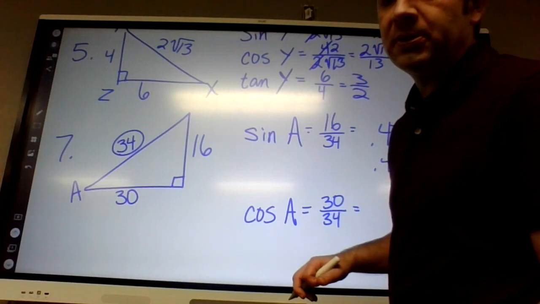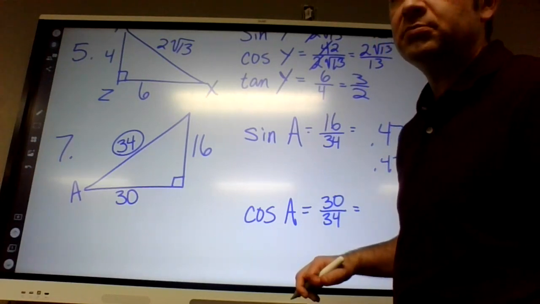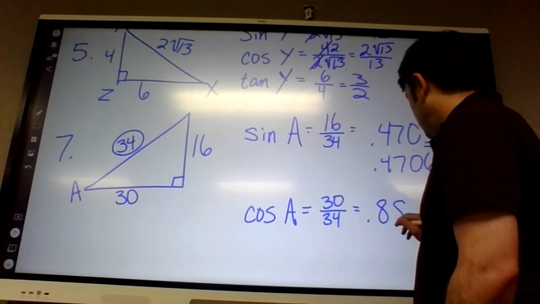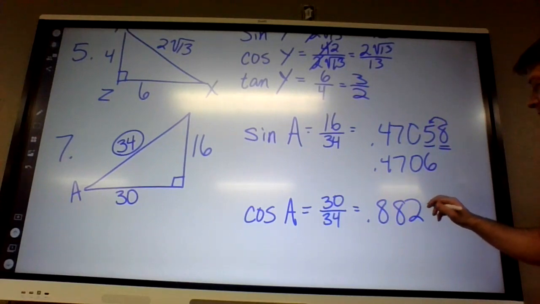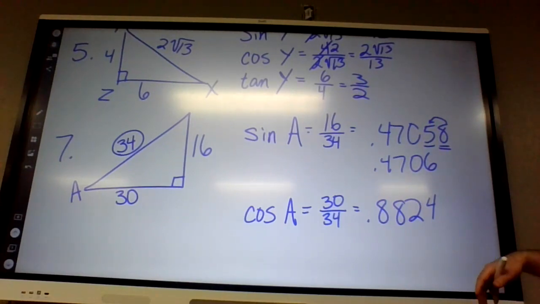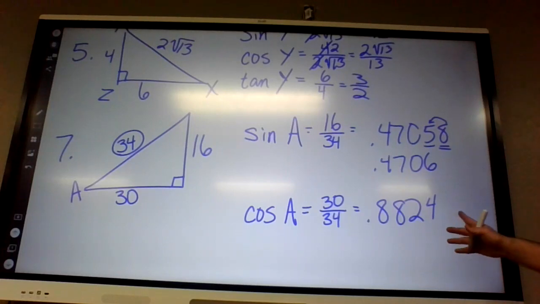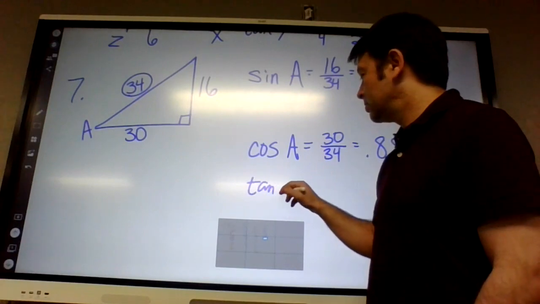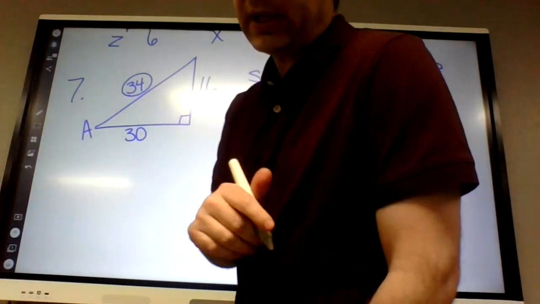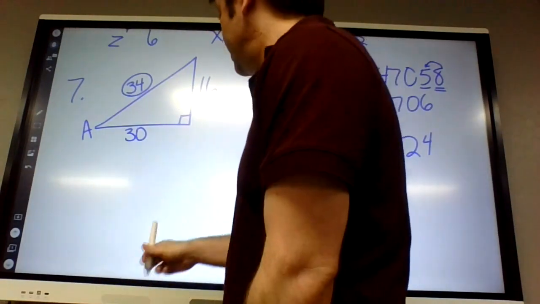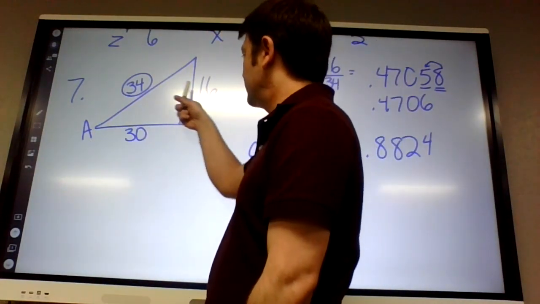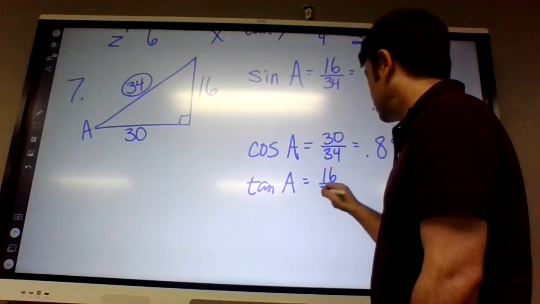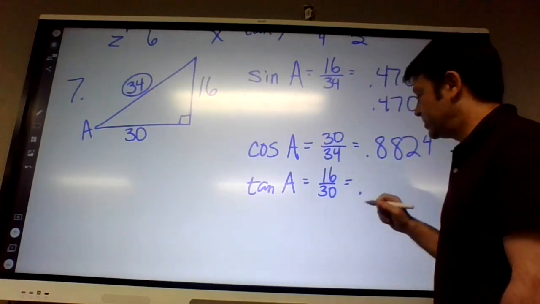That's not what the book says. What'd you get? 30 over 30. Yeah. 0.88235. So the 5 is big enough to round it up to a 4, right? Okay, and then tangent of A is opposite over, whoops, adjacent, 16 over 30. So that'll be like 0.5 something.